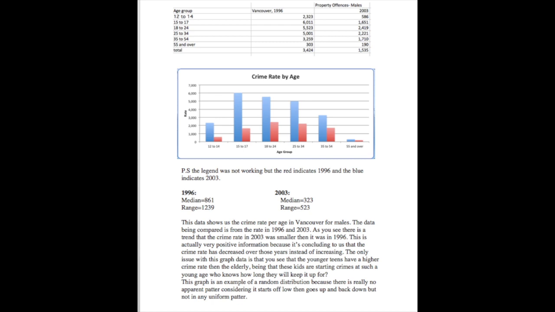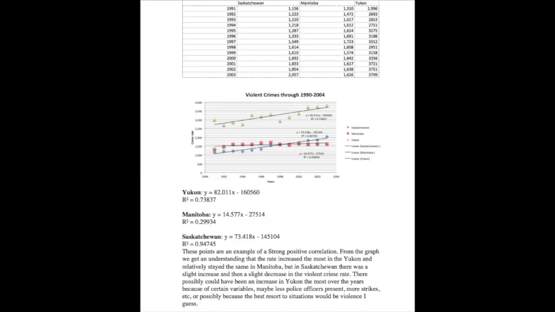And then next I did a scatter plot on violent crimes through 1990 to 2004. I did it in Saskatchewan, Manitoba, and Yukon. So what I discovered was that the crimes in Yukon are relatively high compared to Saskatchewan and Manitoba. And the scatter plot I showed you is an example of a strong positive correlation, but I got these results showing that the crime is worse in Yukon, and it really makes you think about why it's that way.